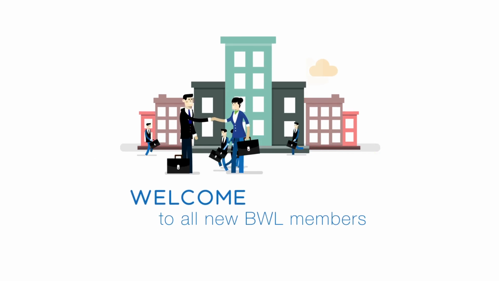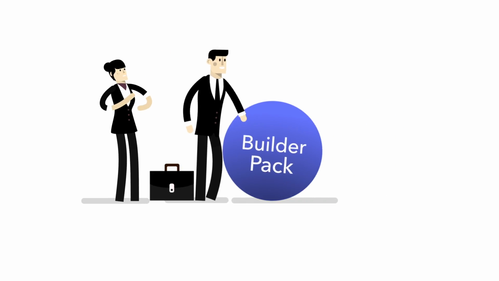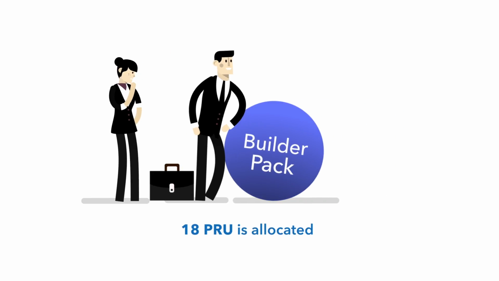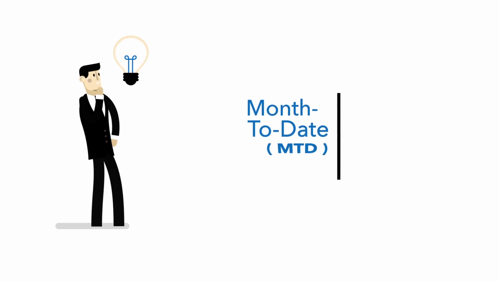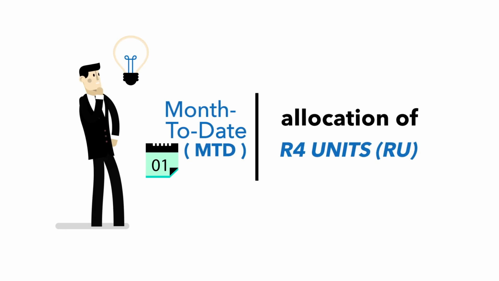You probably have forgotten our Builder Pack by now and wonder how your Builder Pack of 18 PRU is allocated. Do not fret, as this is exactly what we're going to talk about, the month-to-date MTD allocation of R4 units.